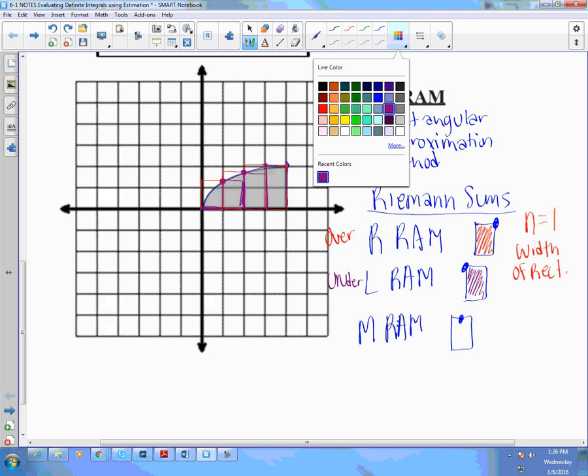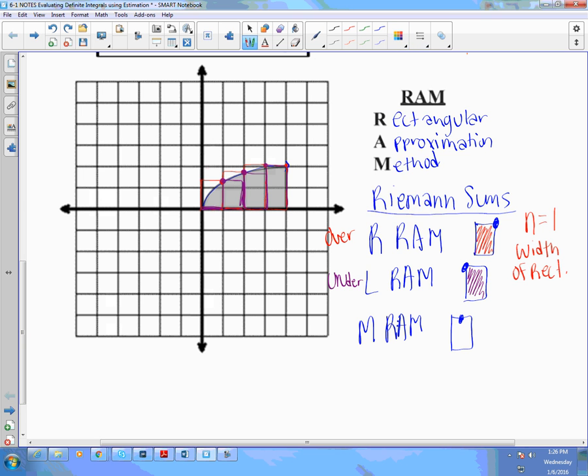Okay, let me do a brighter color here. Try orange. If you want to trade colors with the neighbor, you need a third color, or get another one out of the box. Third color. Middle.